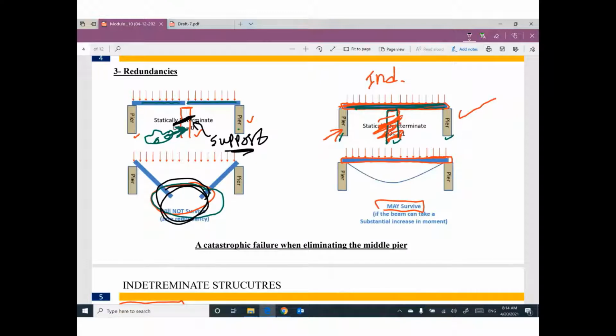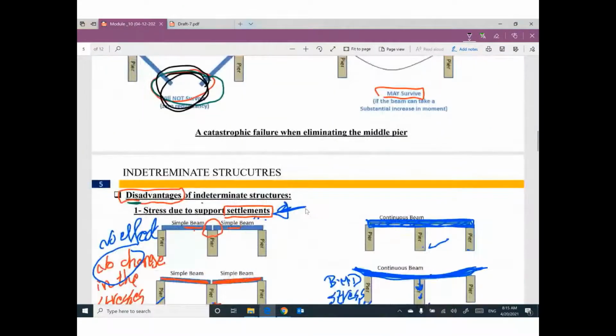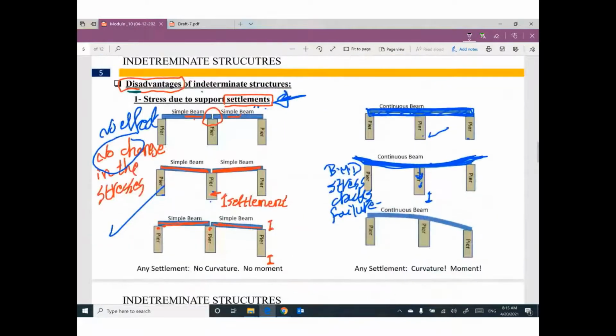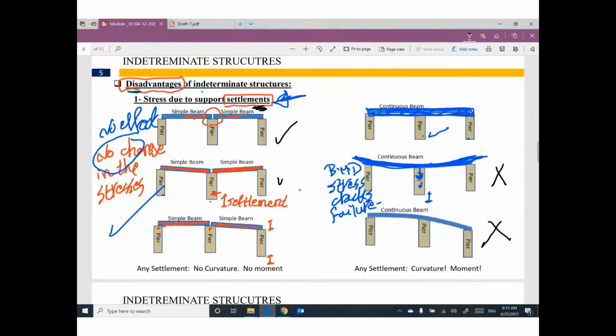So probably I'm gonna ask you a few short questions. What do you like, determinate or indeterminate? So be careful, please study this part carefully. Here you go. If you have severe effect of temperature or settlement, we don't recommend indeterminate structure. Indeterminate structure will cause additional stresses. We recommend your structure to be determinate. Okay?